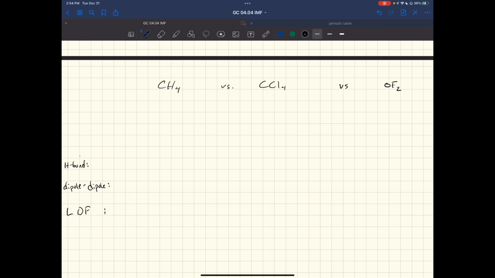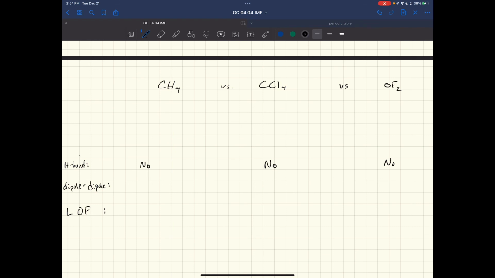So hydrogen bonds. Well, in order to have a hydrogen bond, I need a hydrogen bonded to a fluorine, oxygen, or nitrogen. CH4 has a hydrogen, but it's not bonded to one of those, it's bonded to a carbon. So there are no hydrogen bonds. And no hydrogen bonds in CCl4. There are no hydrogens, and no hydrogen bonds in OF2.